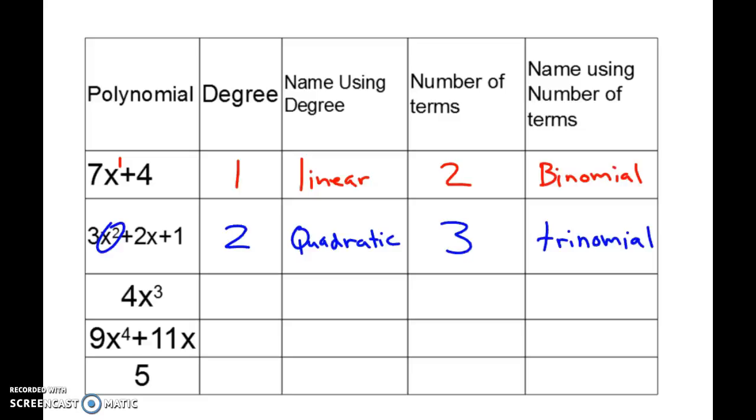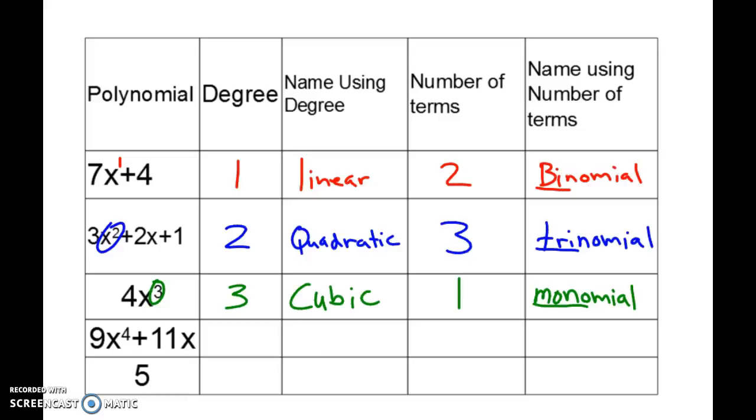Okay. This next one here, we have 4x cubed. So obviously the degree is going to be 3. Okay, and we call that a cubic. Okay, you've seen that before. That's a cubic polynomial. How many terms are there? Well, it's just the 4x cubed, so that's just 1, and that's a monomial, like we had talked about before. Okay, so mono is 1. Then we have binomial, bi is 2. Trinomial, tri is 3.